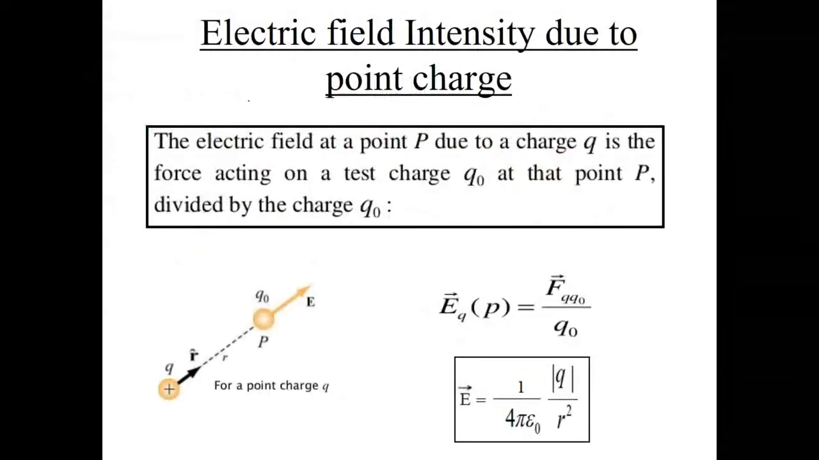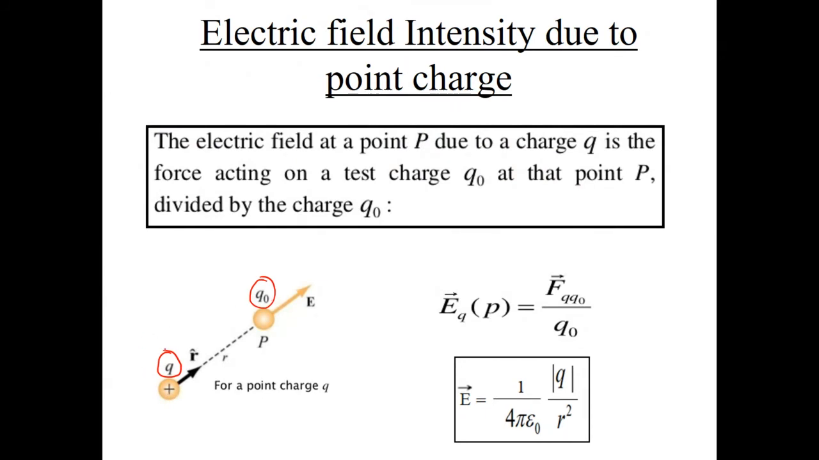Now here, if you look at this title, electrical field intensity due to point charge. What we are going to do is find the electrical field intensity of this point charge. You can see I put Q0 and Q. What is Q? Q is the point charge. Q0 is the test charge.